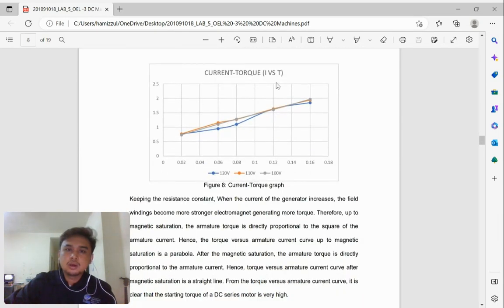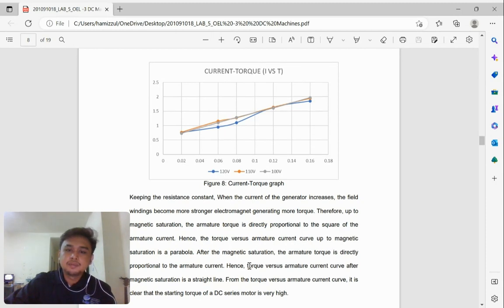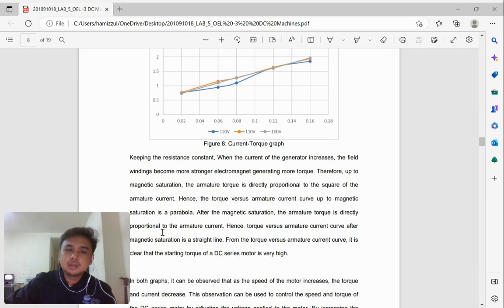For the current and torque characteristic, keeping the resistance constant, when the current increases, up to magnetic saturation, the armature torque is directly proportional to the square of the armature current. So the torque versus armature current curve up to magnetic saturation is a parabola. Beyond that, the armature torque is directly proportional to the armature current. So it is clear that the starting torque of a DC series motor is very high.